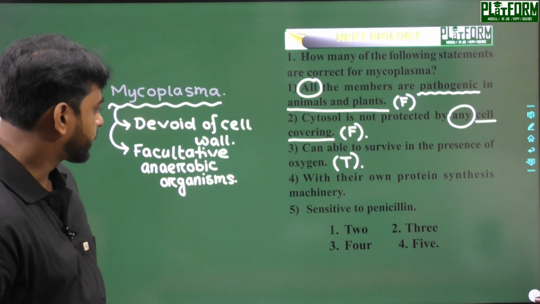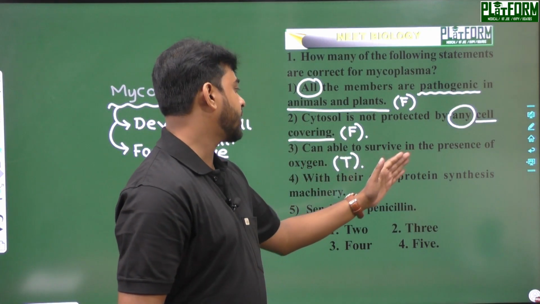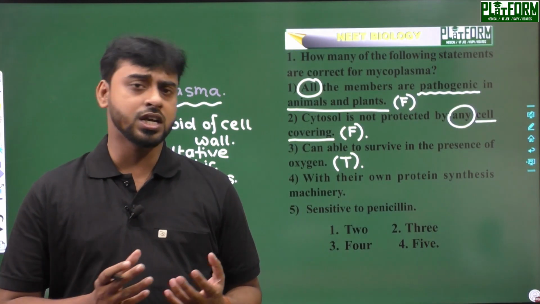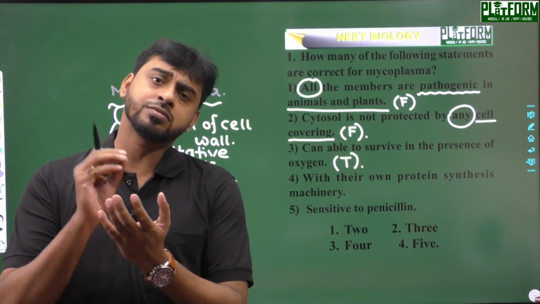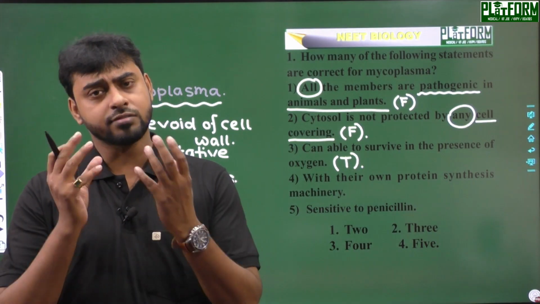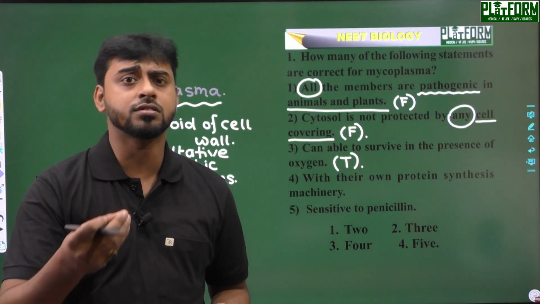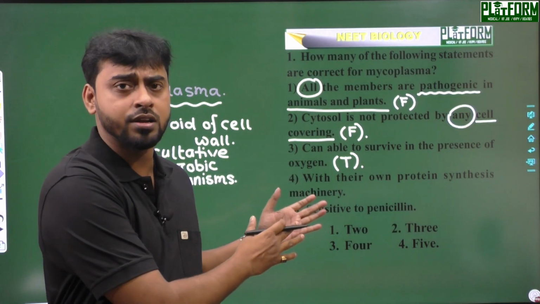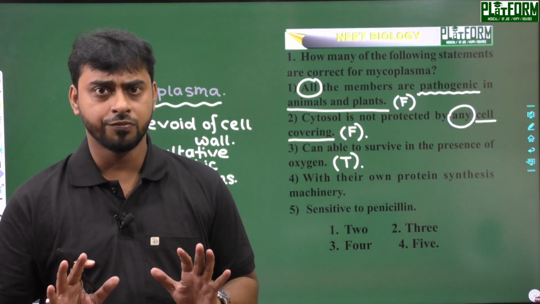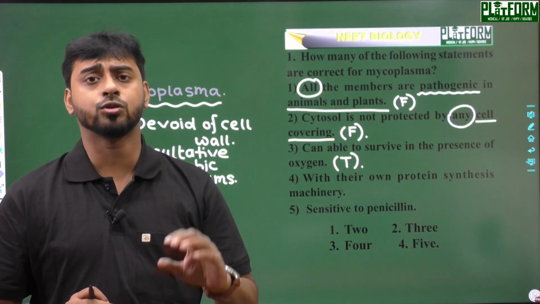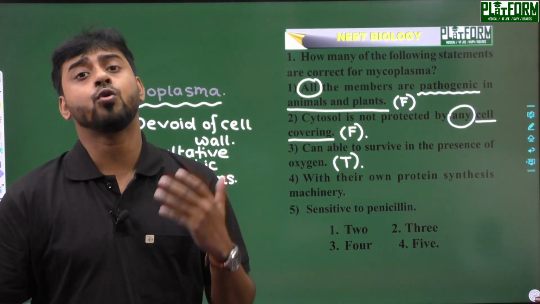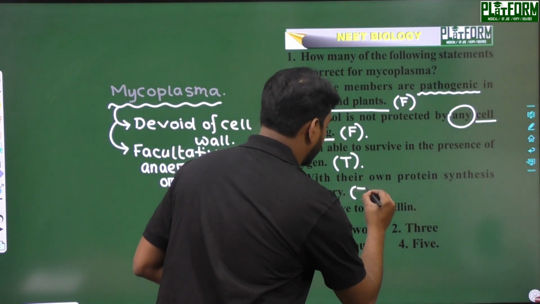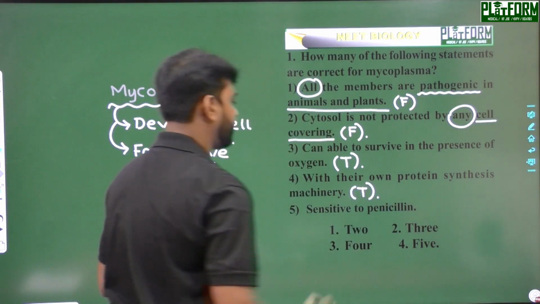In the fourth one, with their own protein synthesis machinery. What do you mean by the protein synthesis machinery? It means they have some cell organelles. You know that the cell organelle involved in the synthesis of protein is the ribosome. They are prokaryotic organisms, so they have ribosomes. And with the help of the ribosome, they can synthesize their own proteins. So this particular statement is also true.